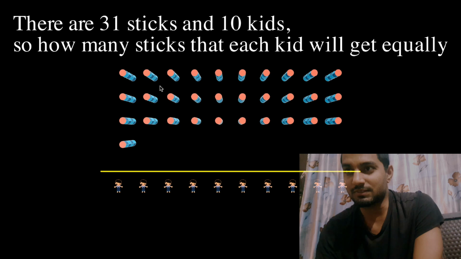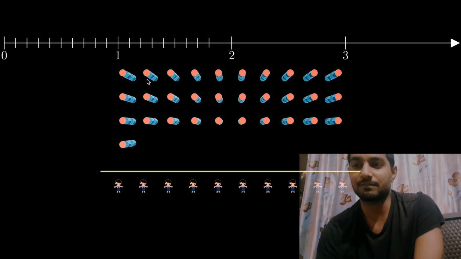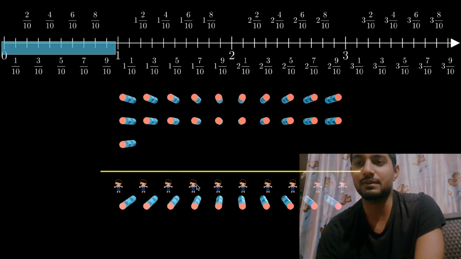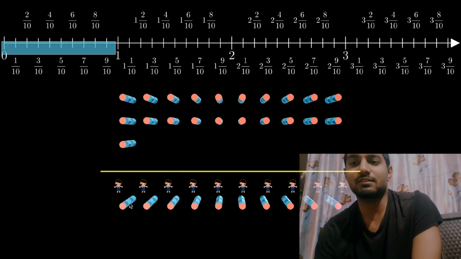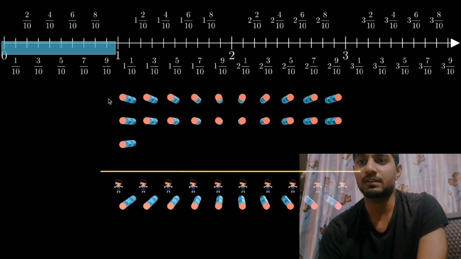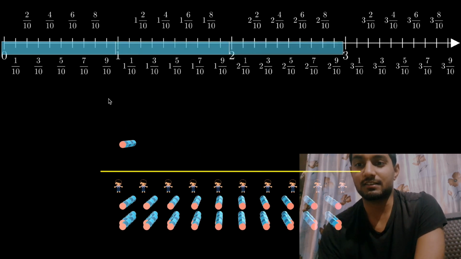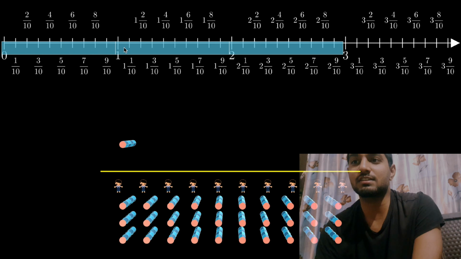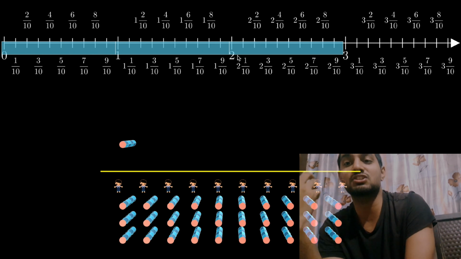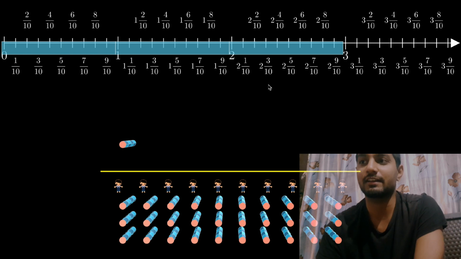We can first distribute the first group, right? We have a number line over here. If you first distribute these, each kid will get one stick, so that one over here is represented. Each kid at least will get one stick, that we can see over here. Then again we get another stick, then again. So you can see 3 sticks. The goal is to find how many sticks each kid will get. So at least 3 each, right?